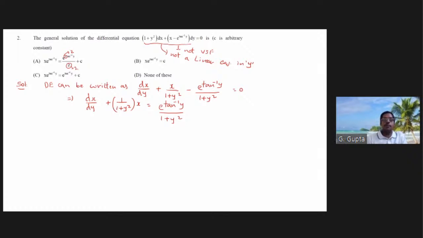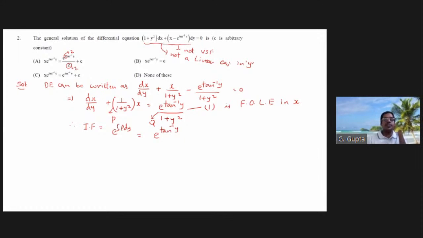Now this is comparing with our standard form of linear equation, where P, Q are functions of the independent variable, here the variable y. Let us say this is equation 1, a first order linear equation in x variable. So therefore IF, integrating factor, is e to the power integral p dy. Now the independent variable is y. So 1 by 1 plus y square integration with respect to y is tan inverse y, because 1 by 1 plus x square integrating with respect to x is tan inverse x.